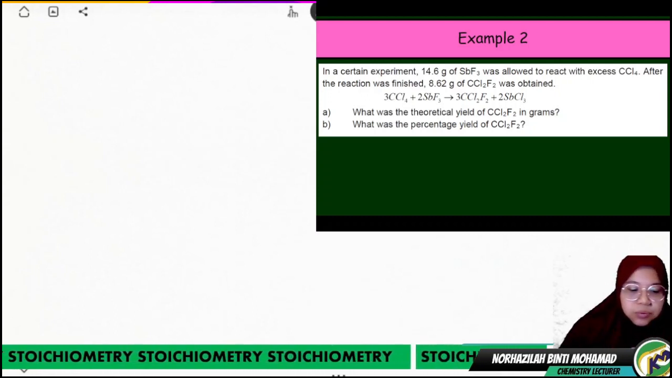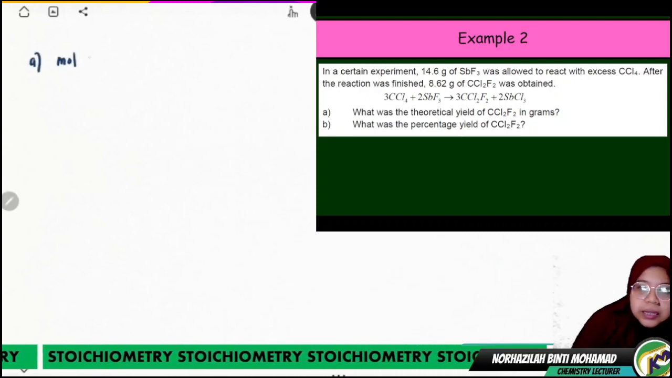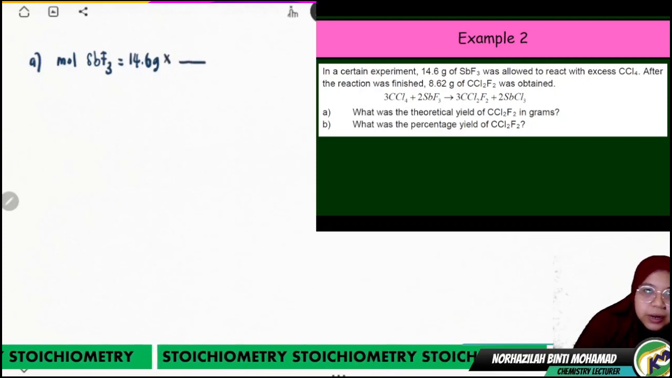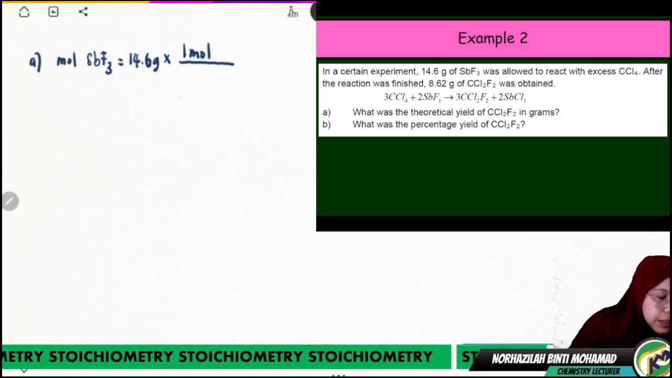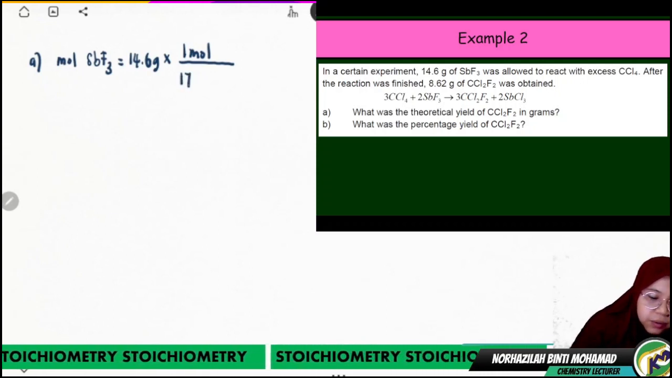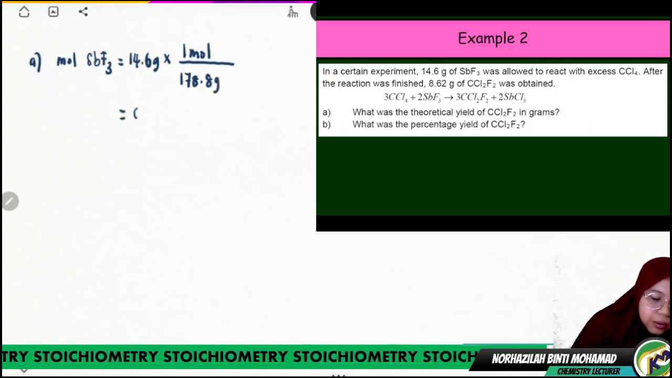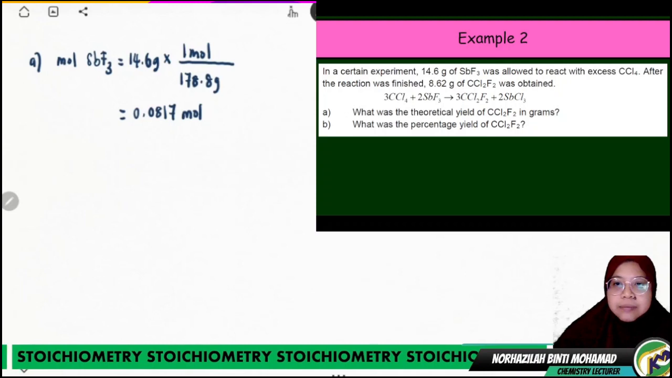So first we need to calculate the mole of antimony fluoride given. So we have 14.6 gram of antimony fluoride, times 1 mole divided by the molar mass of antimony fluoride, 178.8 gram. So you will get 0.0817 mole. So by using the mole ratio, we will calculate the mole of CCl2F2.